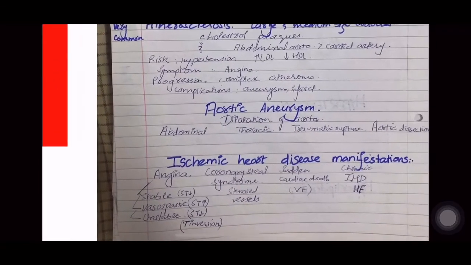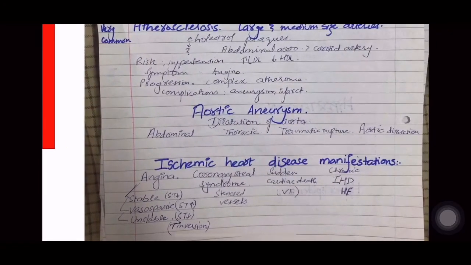Then we have sudden cardiac death. It involves long QT syndrome. And then we have chronic ischemic heart disease, a progressive onset of heart failure over many years due to chronic ischemic myocardial damage.